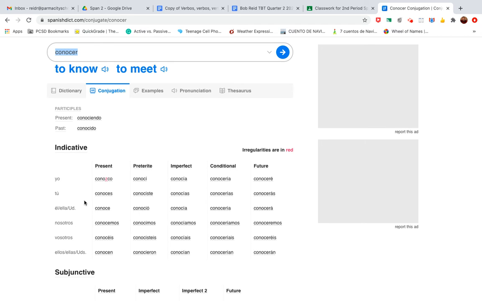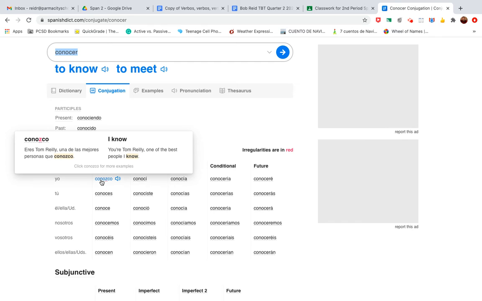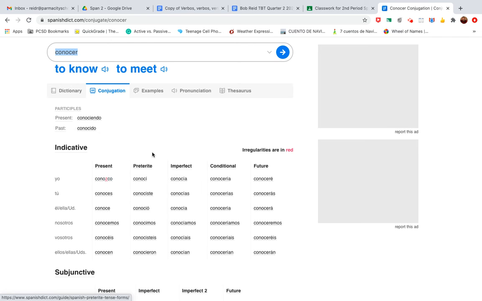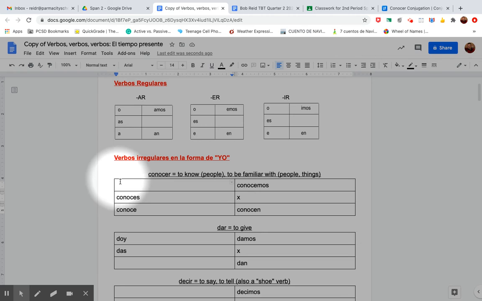Okay, so what you're concerned with, at least for this one, is the yo form. You see here, it's got a Z in it. That's what makes it irregular. So then you go to this and you go ahead and you type that in there. Conozco. It's still good for you to look at the rest of these, though. Like, look at the forms, okay?